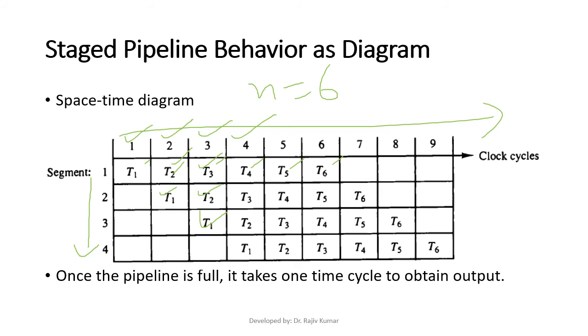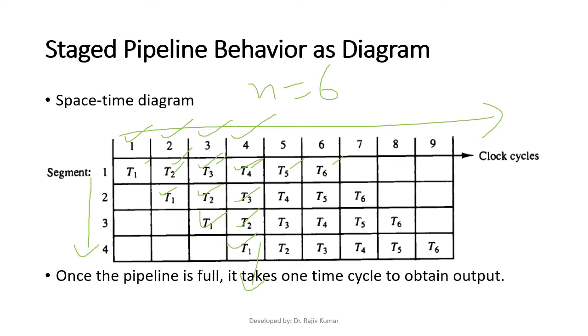Similarly at timing 4, T4 is the new task, T3 is the task which enters in segment 2, T2 is the task which enters in segment 3, and T1 is the task which enters in segment 4. And after this it will go out. Similarly, the next process keeps on. So at this point our pipeline is completely full.